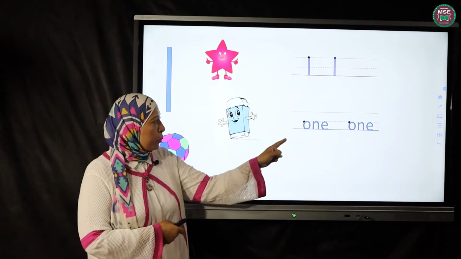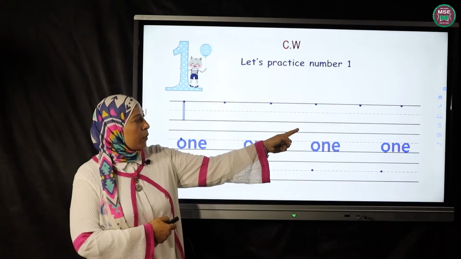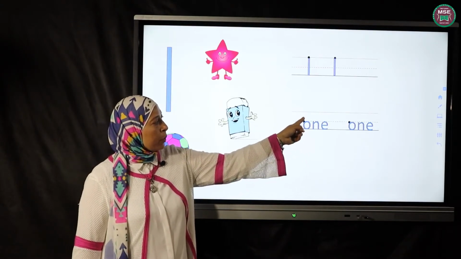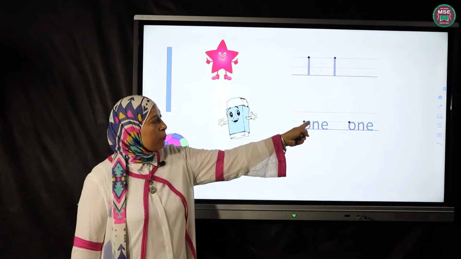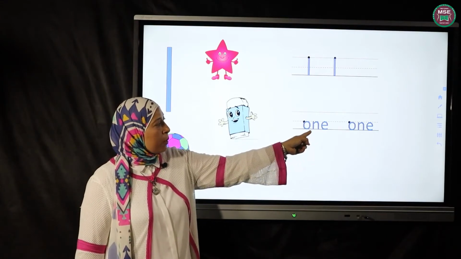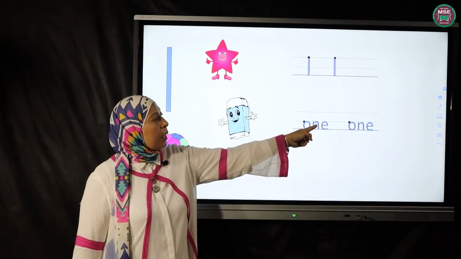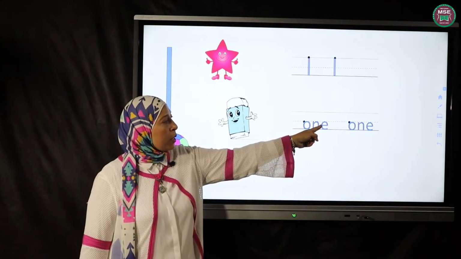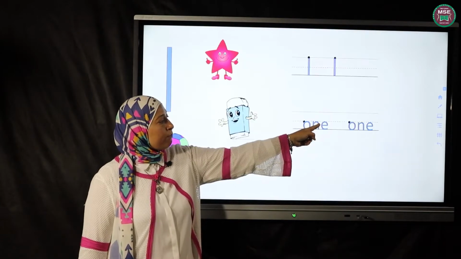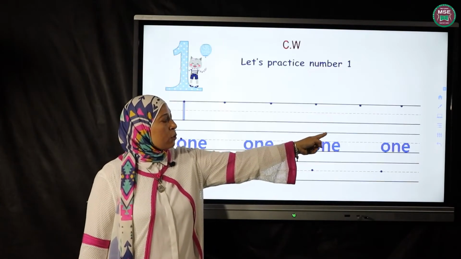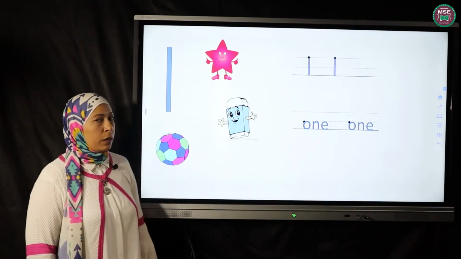Okay, let's see the directions. When I write O, I put my finger on the starting point and I go round, round, round, round, round and close. And then for the N, from line number 2, we go down, up again, round, and down again. And then the E, between the 2 lines, we make a dash, round, and so on. Okay, 1.